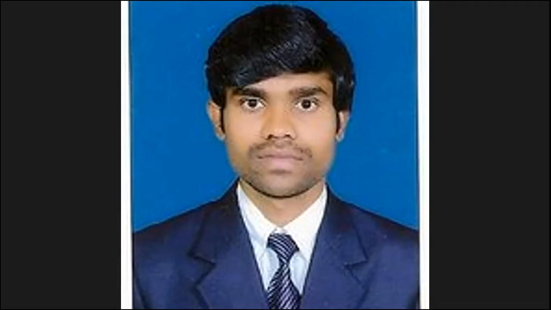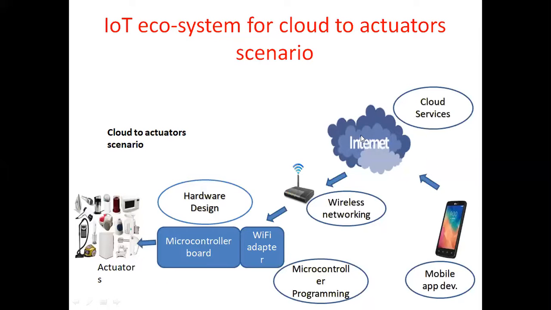Next we are going to the cloud to actuator scenario. Up to now, we have been sending the data to the cloud. From the cloud, using the ThingView app or another app, we want to see the values. Okay, I have seen those values. If some values exceed a limit, I want to control some appliance.